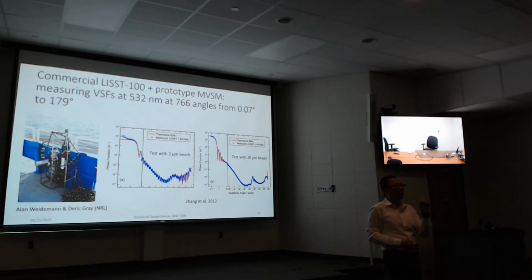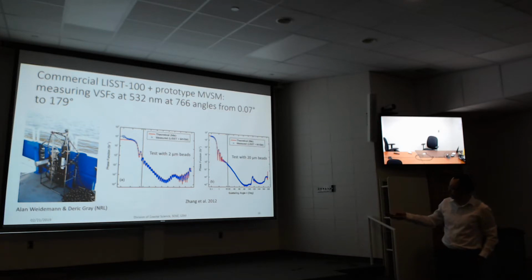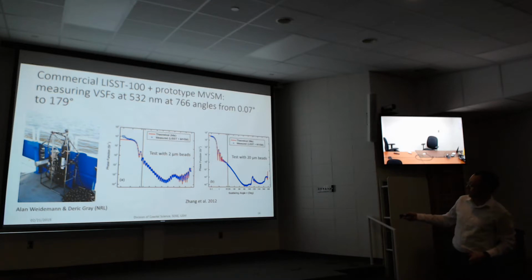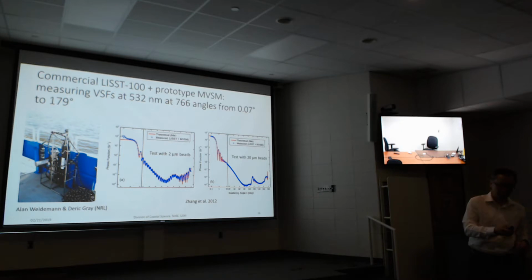If we know their size, we can calculate the angular distribution of the scattering. Here the red line is what we calculate given the size of the bead, and the blue line is what we actually measure. You can see the measurement and the simulation agree very well. This is one test, where we use a 2 micron bead. This is another one, where we use a 20 micron bead. So now we know this instrument works very well, at least it agrees with the theory.